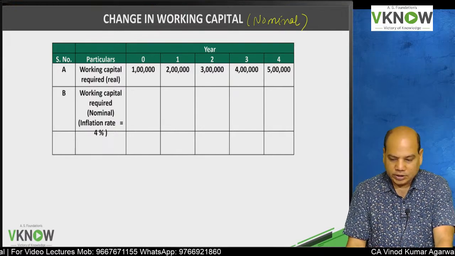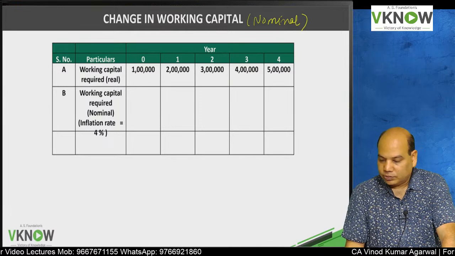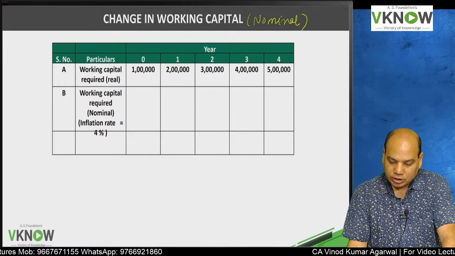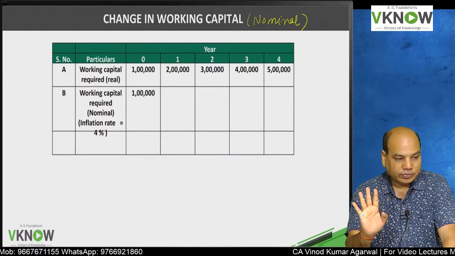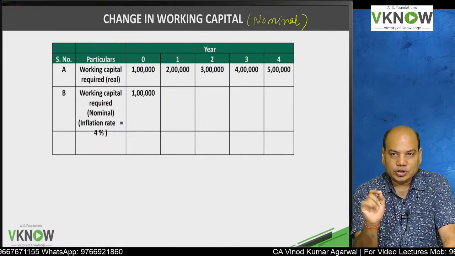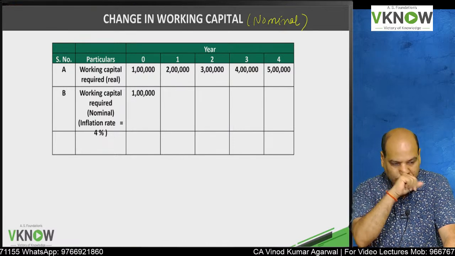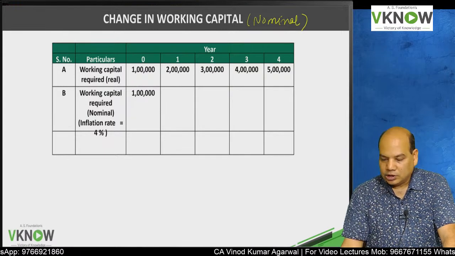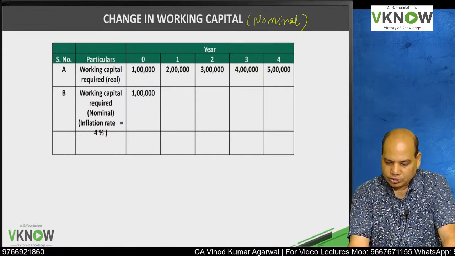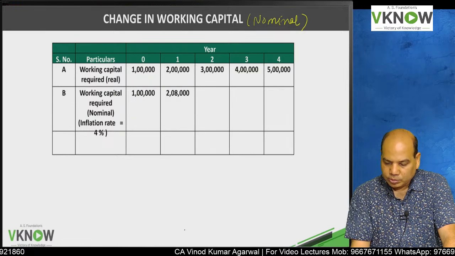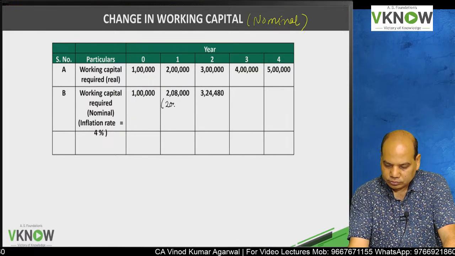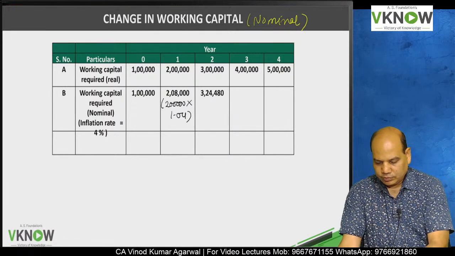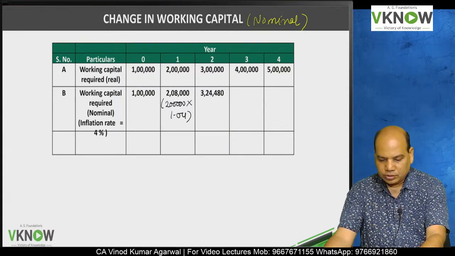Inflation rate is 4%. Year zero figure will remain same. Never add inflation to year zero figure. The inflation will take effect only with the passage of time. Now tell me, first year, this 2 lakh into 1.04. 2 lakh into 1.04.